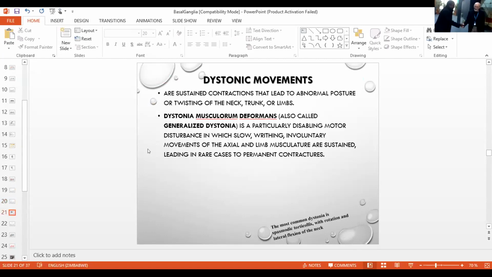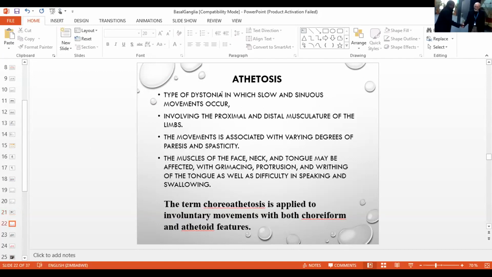Then the next one, dystonic movement. They are sustained contractions that lead to abnormal posture or twisting of the neck, trunk, or lower limb. There is dystonia musculorum deformans, also called generalized dystonia, which is a particularly disabling motor disturbance in which slow writhing involuntary movements of the axial and limb musculature are sustained, leading in rare cases to permanent contractures. The most common dystonia is spasmodic torticollis, which is rotating the neck laterally and in flexion. Athetosis is a type of dystonia in which there is slow and sinuous movement involving the proximal and distal musculature of the limbs.